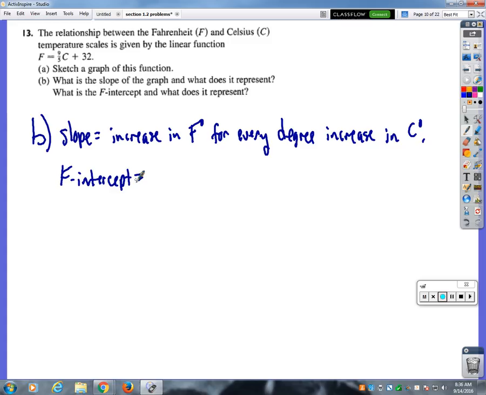Isn't that just the freezing point? Yeah, so the F-intercept is what you get when you plug in 0 for the other variable. So if I plug in 0 for C, I get 32. So they're just saying when it's 0 degrees Celsius, that's 32 degrees Fahrenheit.